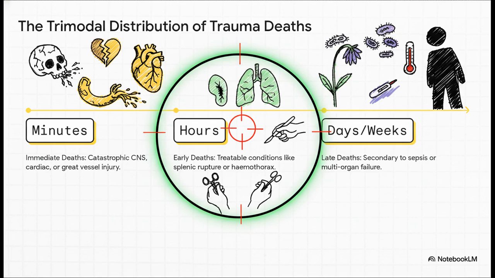See, trauma deaths don't just happen randomly. They cluster into 3 distinct peaks. The first peak, that's almost immediate. We're talking catastrophic injuries to the brain or major vessels. There's not much we can do there. The third peak is way down the line, days or weeks later. Think sepsis, multi-organ failure. But that middle peak, the early deaths peak, that's our zone. That's the sweet spot. These are the patients with a ruptured spleen, a tension pneumo, things we can actually fix. This is where ATLS makes the difference between life and death.